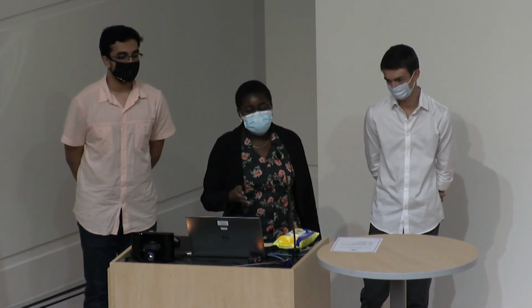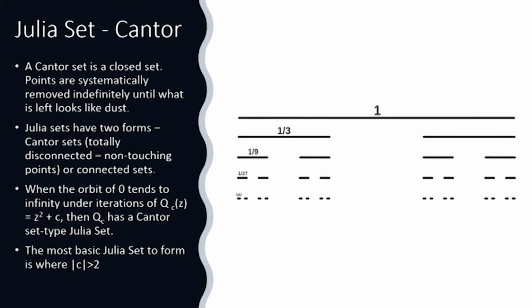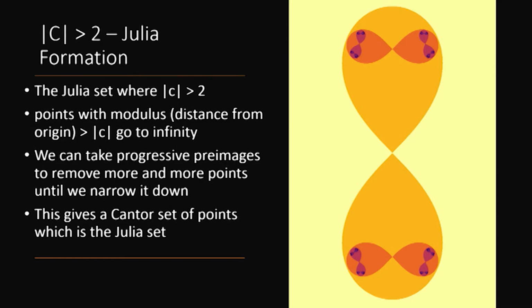And it's incredible that we can take all of these types and categorize them into one specific thing. And just to be clear, the most basic Julia set to form is where the absolute value of c is greater than 2. And so these patterns become quite complex very quickly. And then here we have one. Okay, so now we're going to form an actual Julia set.